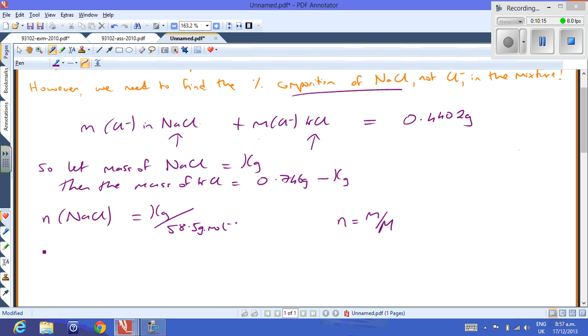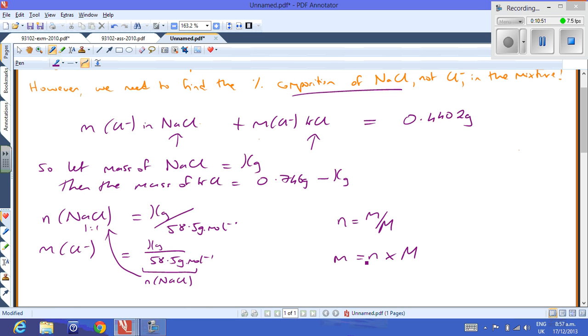Then the mass of chloride ions within NaCl is going to be equal to, well, we rearrange this: mass is equal to moles times molecular mass. The moles of chloride ions can simply be taken from the moles of NaCl because it's a 1:1 ratio. So we take X grams over 58.5 grams per mole, which we've just written already. That represents the moles of NaCl. So mass equals moles times molecular mass.